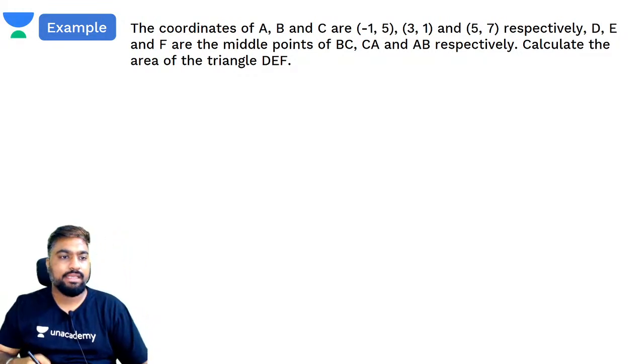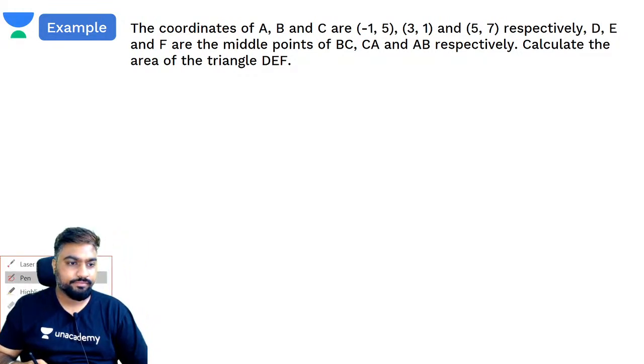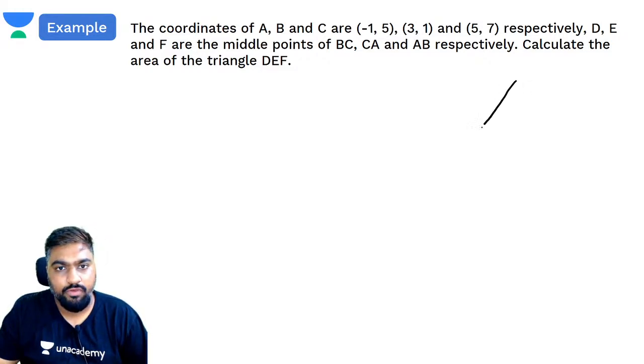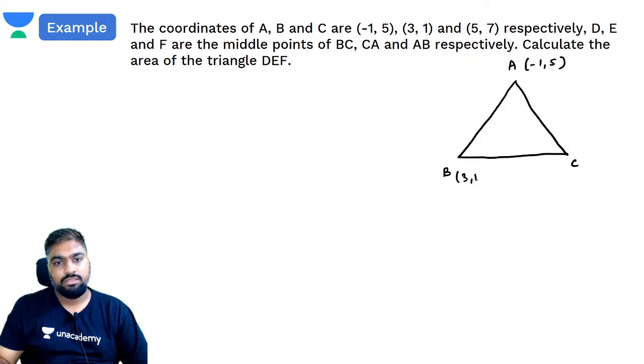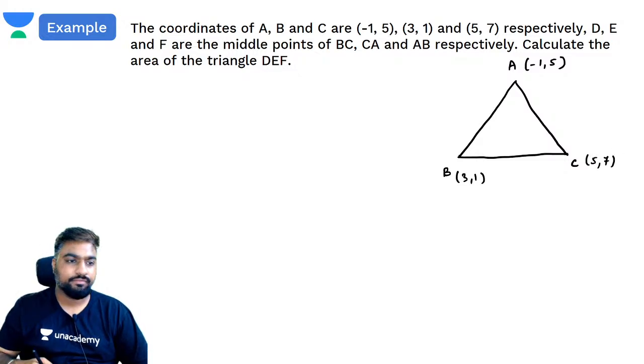एरिया ऑफ ट्राइंगल DEF निकालना है. आई विल ड्रॉ द ट्राइंगल फॉर यू ऑल. इफ यू अटेंडेड माई ट्राइंगल्स का सेशन देन यू कैन डू दिस क्वेश्चन इन लेस देन अ मिनट. ये ABC है, -1, 5, 3, 1, 5, 7. There are 3 midpoints they are saying.